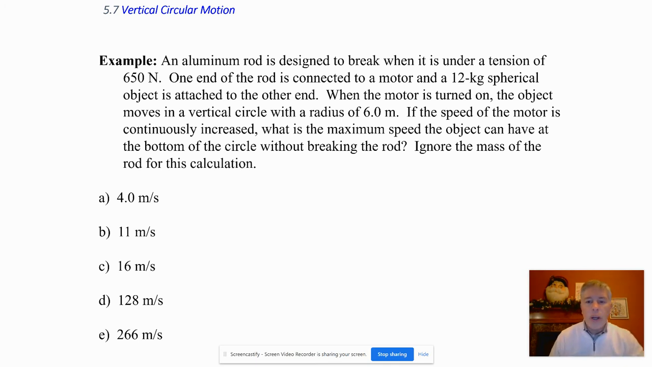Let's say that you are going around, you have this aluminum rod and it breaks under a tension of 650 newtons. It's connected to a 12 kilogram spherical object. When the motor is turned on, the object moves in a vertical circle. We have the radius here. If the speed of the motor is continuously increased, what is the maximum speed the object can have at the bottom without breaking? So in this case, we're going to be looking at the bottom equation.